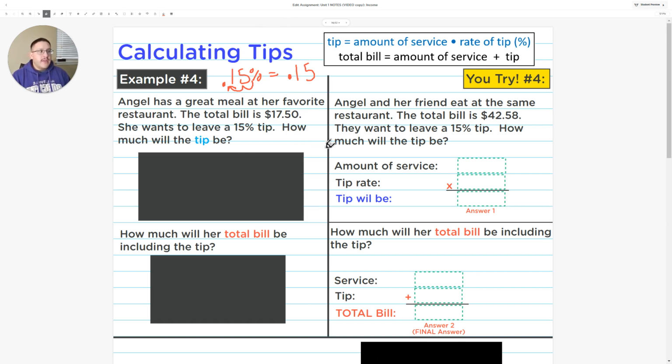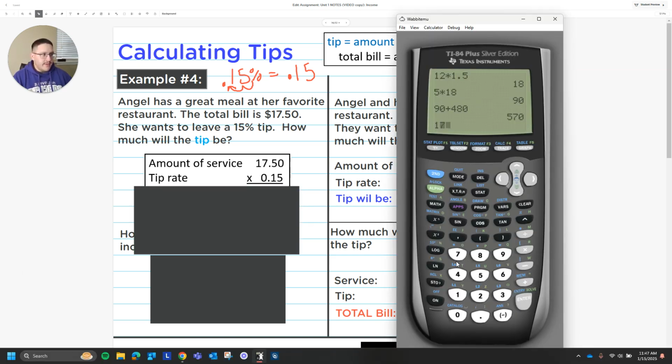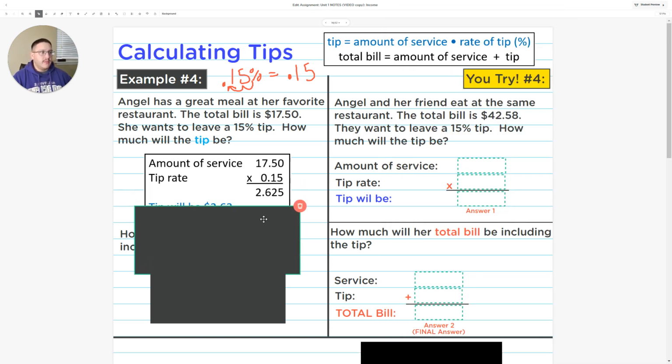Now, 15% of 17.5, remember from 1.01, we multiply those two. 15% of 17.50, that means we multiply those two numbers. So type that into your calculator, 17.5 times 0.15. Rounded to 2 decimal places, the tip should be $2.63.